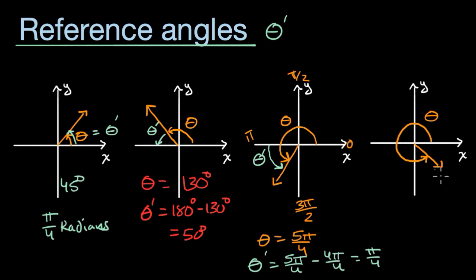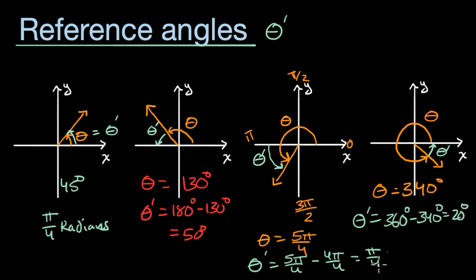Now, last but not least, we are in the fourth quadrant. What would our reference angle be? Well, it would be this right over here, a positive acute angle with the x-axis. And let me give you an example. Let's say that theta here is 340 degrees. I'm switching back to degrees now. Well, theta prime would be what takes you all the way to 360. So theta prime is essentially going to be 360 degrees minus 340 degrees, which is equal to 20 degrees.